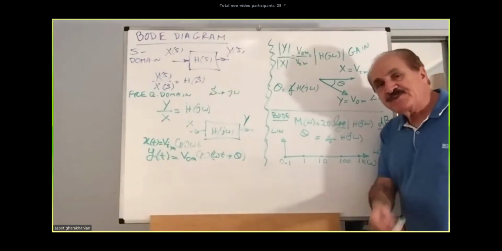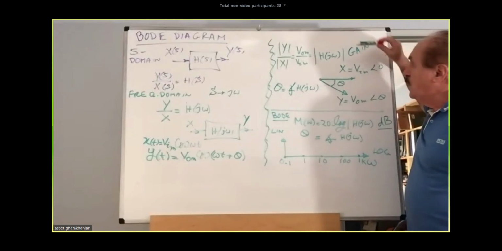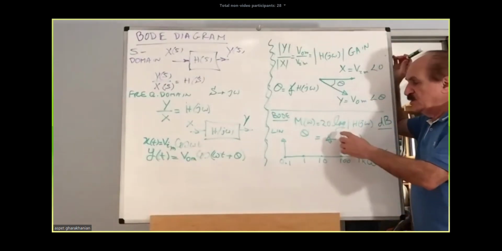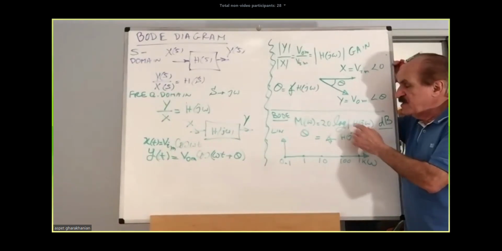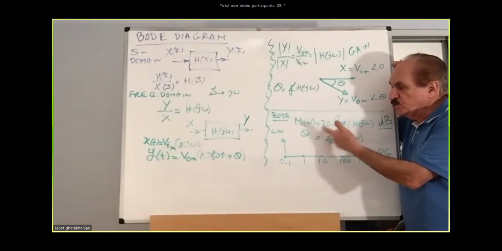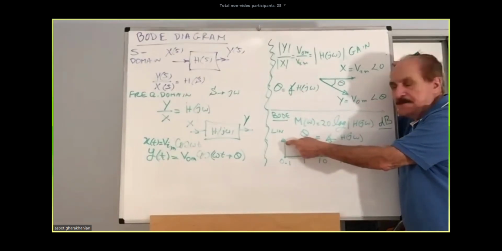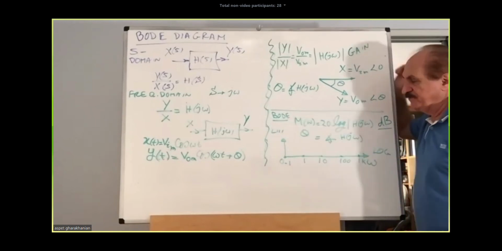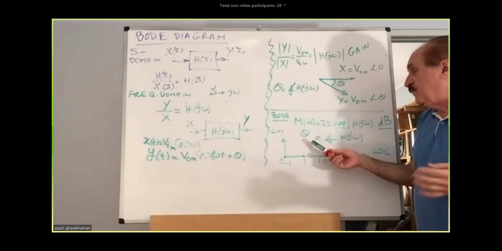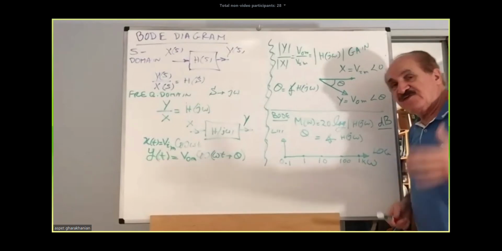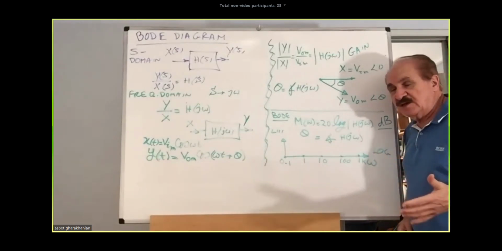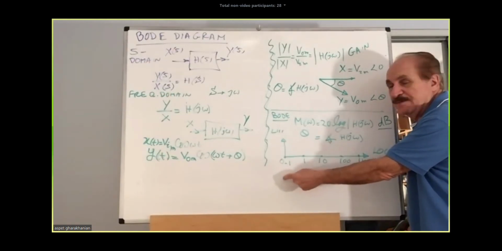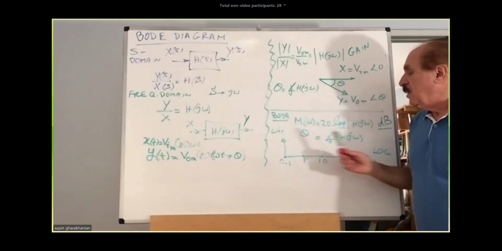For example, if H of j omega happens to be a gain of 10, then you will have log of 10, that's 1, times 20 dB. So the curve will start from there, 20 dB. But in the case of the angle at a given frequency, if the angle happens to be, say, 90 degrees, it will start from 90 degrees. If it was negative, it would be minus 90 degrees.